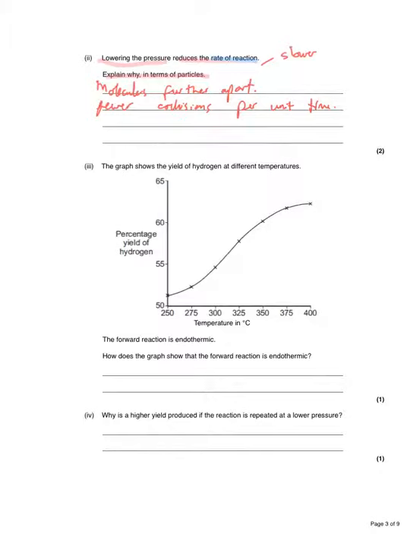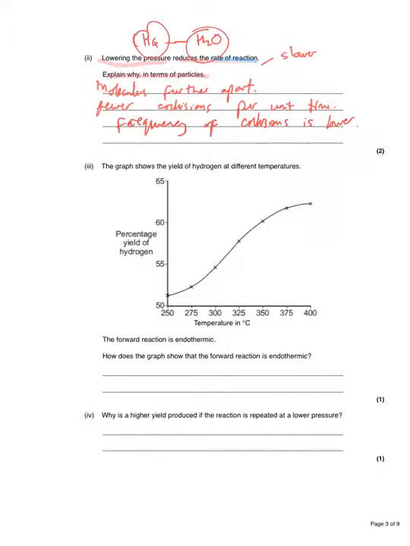Basically, when things need to react, they need to collide. So if you're trying to get the CH4 and the water to collide, well, the two molecules need to collide to react. If there's less pressure, then there's fewer molecules in that space, so they're not going to collide as frequently. It's another way of saying it: the frequency of collisions is lower.